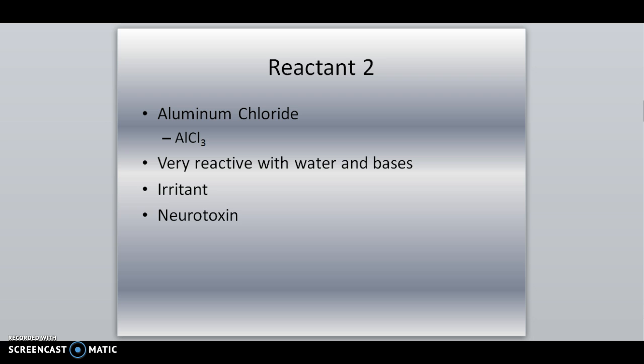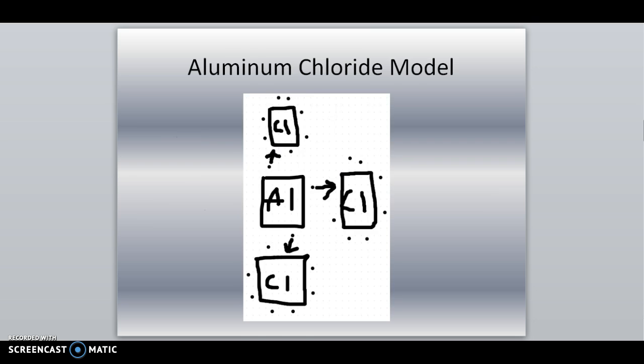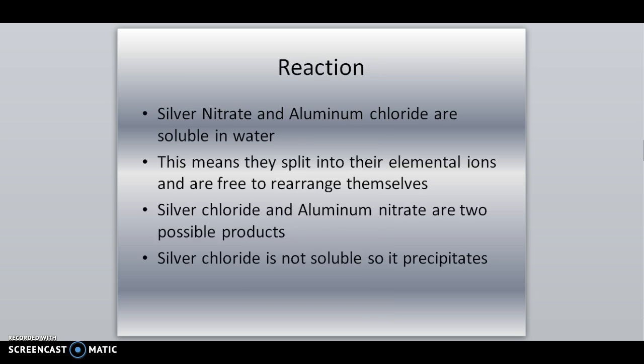Reactant 2 today is aluminum chloride, AlCl3, which is very reactive, violently so, with water and bases. It's also an irritant and a neurotoxin, which is another name for a toxin to the brain. It's actually very bad stuff that we do not want to ingest. Here's the model for aluminum chloride, which will once again help us moving forward.